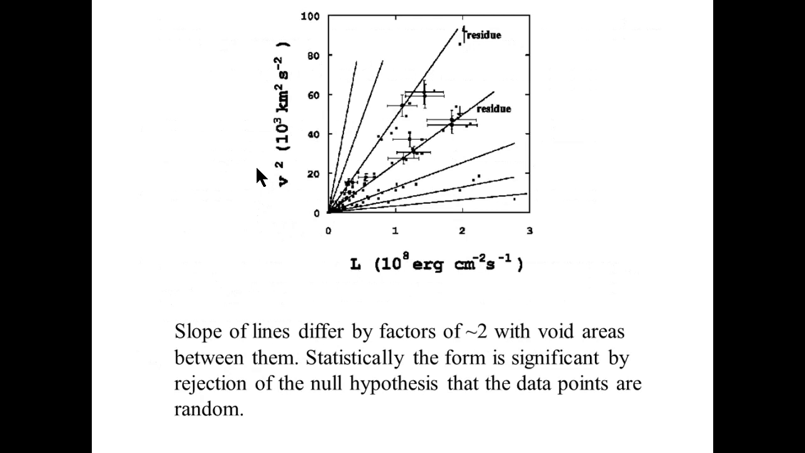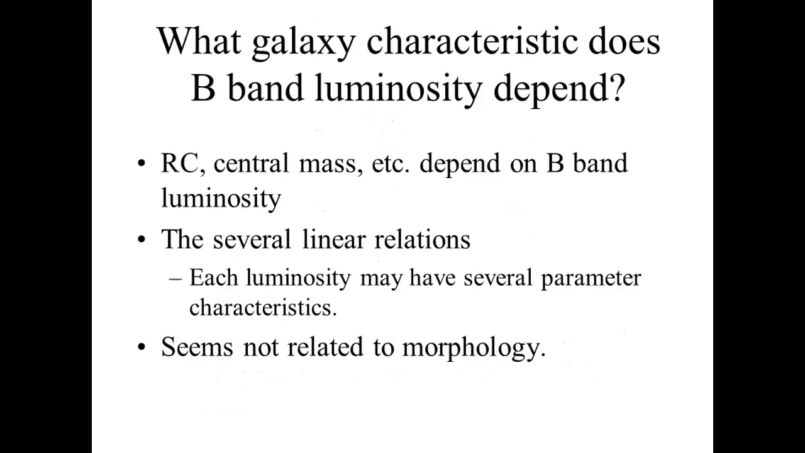Currently, here you have rotation velocity squared compared to all these galaxies versus B-band luminosity. Now, you'll note that there seem to be several relations. The slope of each of these lines is twice the previous line. And this area in between the lines is actually a void area. Now, the slope of the lines differ by approximately 2, and statistically, the form is significant by rejection of the null hypothesis that the data points are random. What galaxy characteristic does the B-band luminosity depend on? That's the problem. If we could find that, maybe we could have just one nice line in the previous graph.